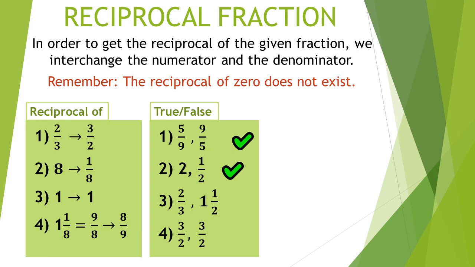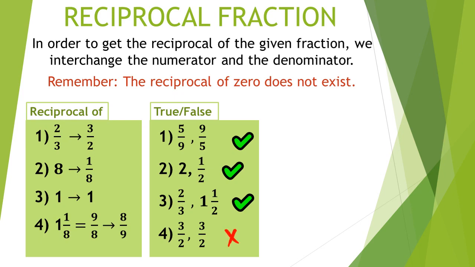Question number 3. 2 upon 3 and 1 1 upon 2. See, 1 1 upon 2 is a mixed number. So first we convert them into improper fractions. How? Let's see. 2 ones are 2 and 2 plus 1 is 3. So the fraction is 3 upon 2. 2 upon 3 and 3 upon 2 are reciprocals of each other. And the answer is yes. Question number 4. 3 upon 2 and 3 upon 2. And the answer is no.